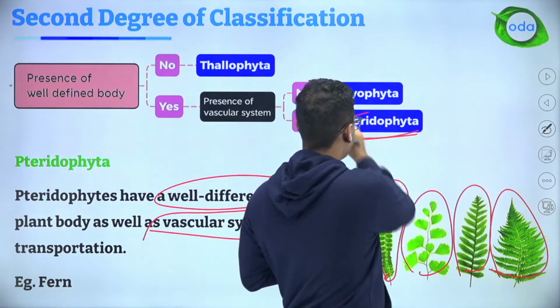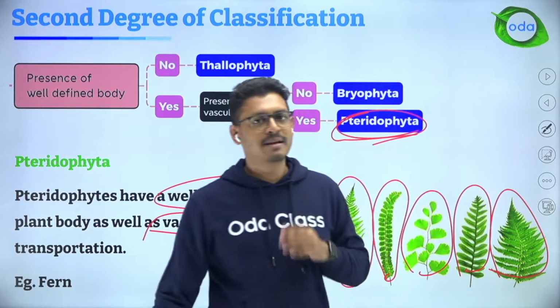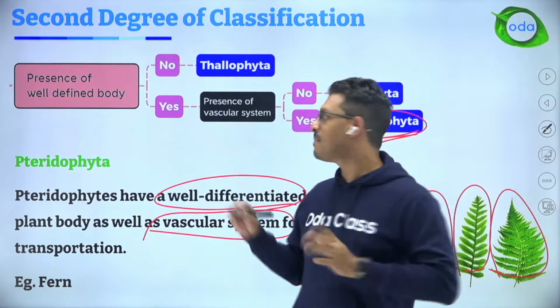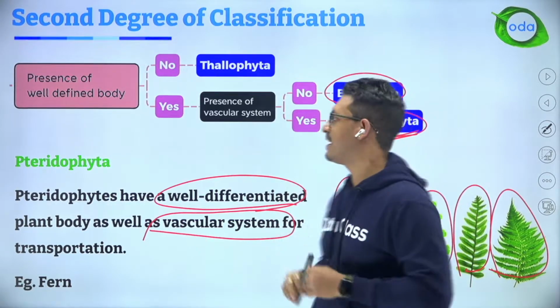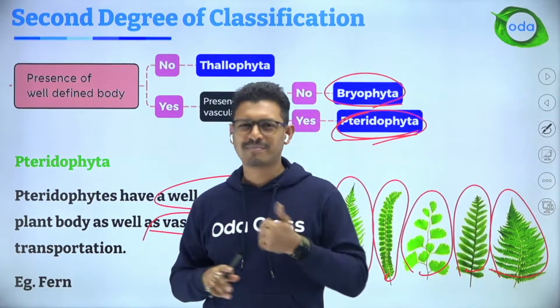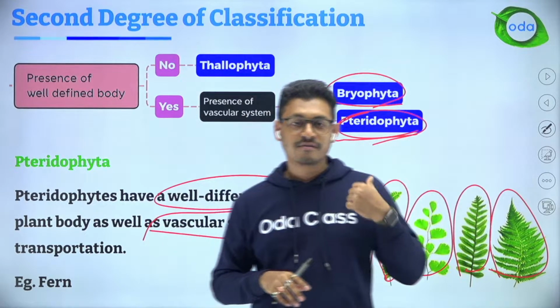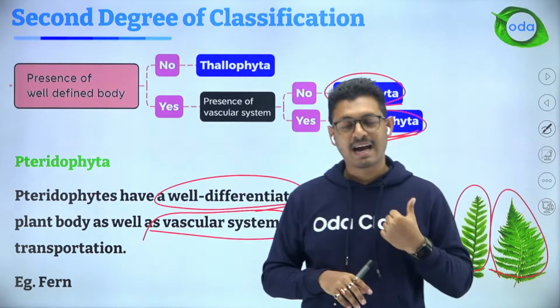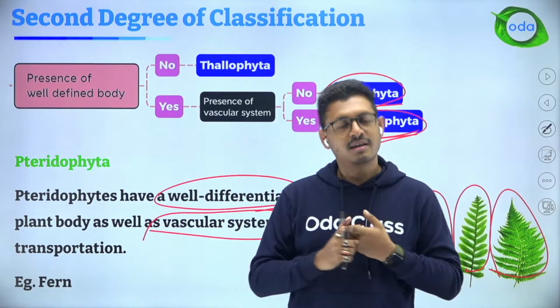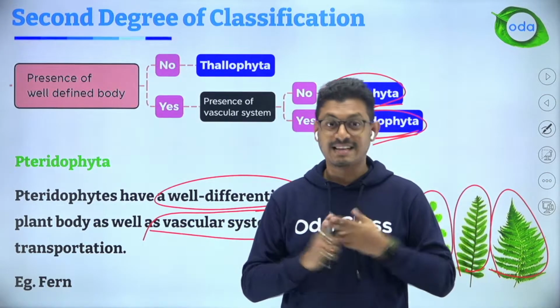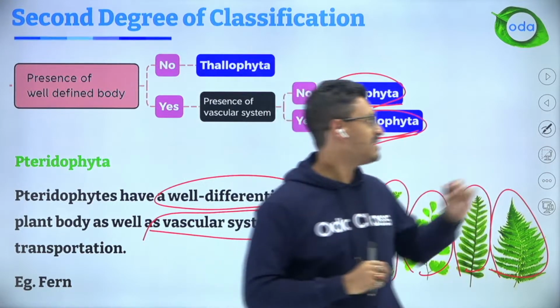So when it comes to the main difference between these two, remember, moss is part of Bryophyta. They have a well-defined body but no vascular system, whereas your ferns are pteridophyta. They not only have a defined body, but also have a vascular system. That's the main difference between your moss and fern.